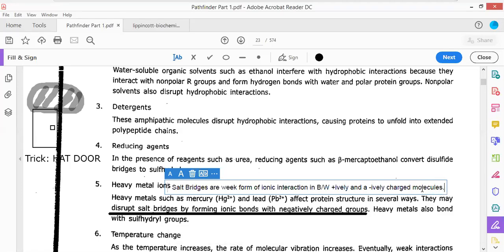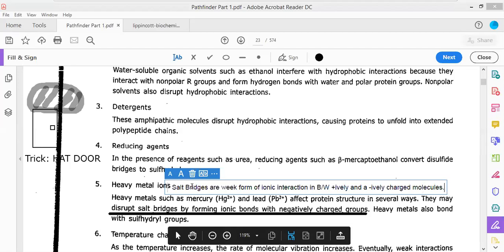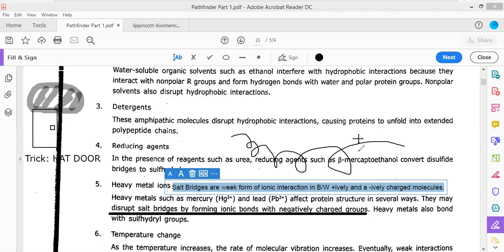Now, in the structure of protein, there are certain molecules which are positively charged and certain molecules which are negatively charged. So what are basically salt bridges? Salt bridges are a weak form of ionic interaction present in between positively charged and negatively charged molecules. So if this is the structure of protein, if this is the structure of an alpha helix, there can be a positively charged amino group present here, and a negatively charged carboxylic group present here. Then there was an interaction between these two positively charged and negatively charged groups. Such types of interaction are referred to as salt bridges.